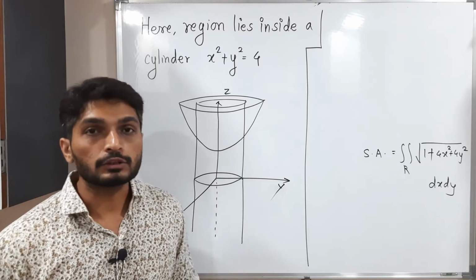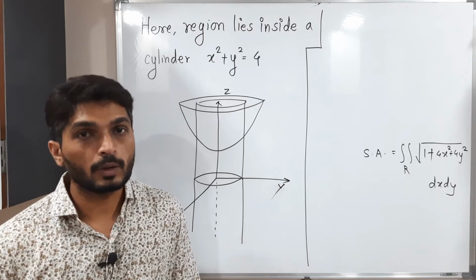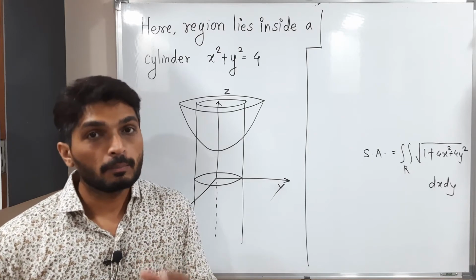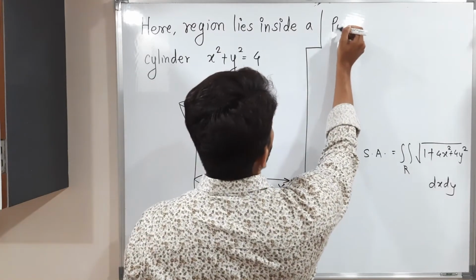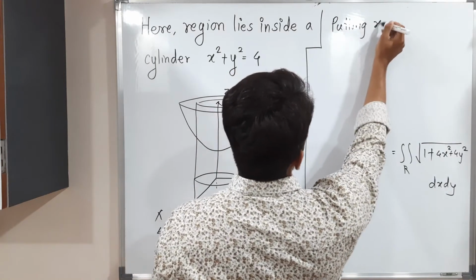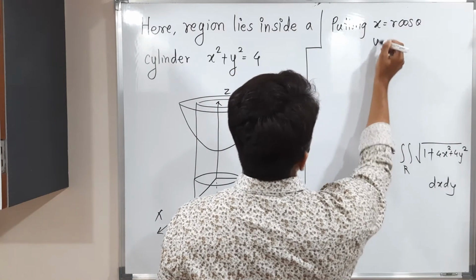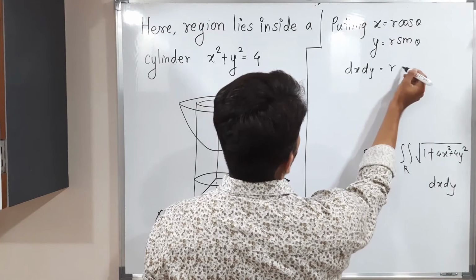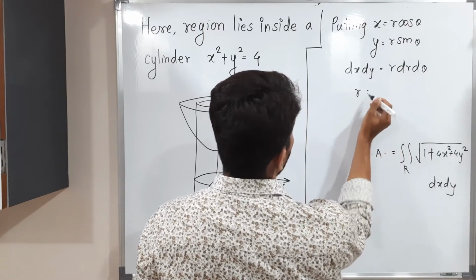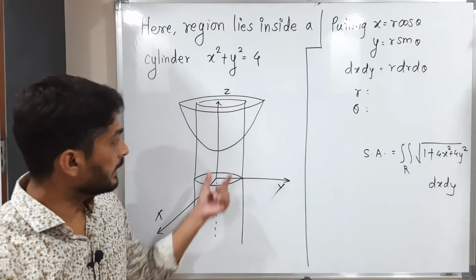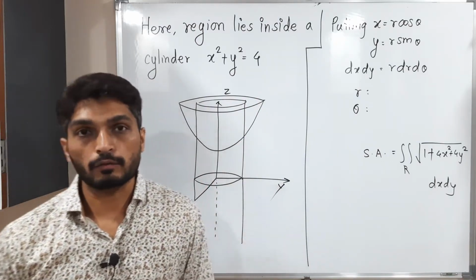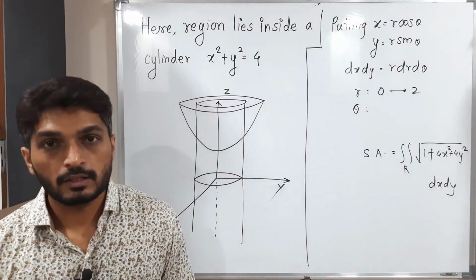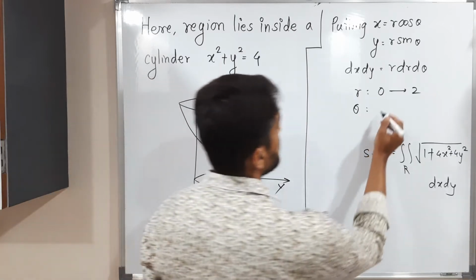To solve that integration, what will I do? I am going to put x = r cos θ and y = r sin θ. That means I am going to convert this integral into polar form. You know that dx dy is then r dr dθ. As for the limits, the cylinder has radius 2, so r runs from 0 to 2, and to cover the complete surface θ should vary from 0 to 2π.